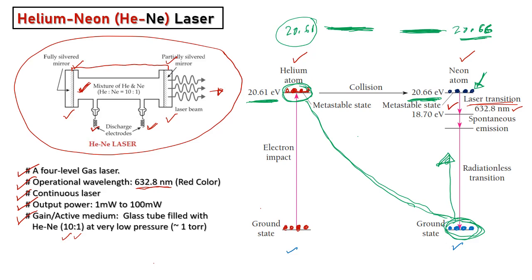move to the metastable state of the neon atom. And the purpose of the helium atom is thus to help achieve population inversion in the neon atom.